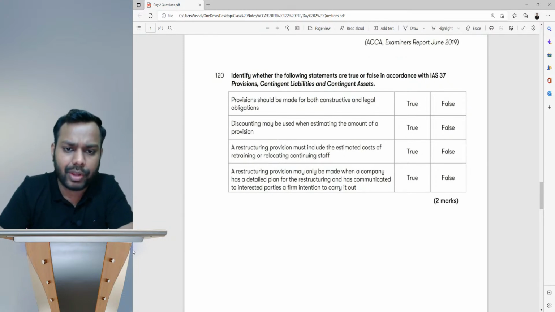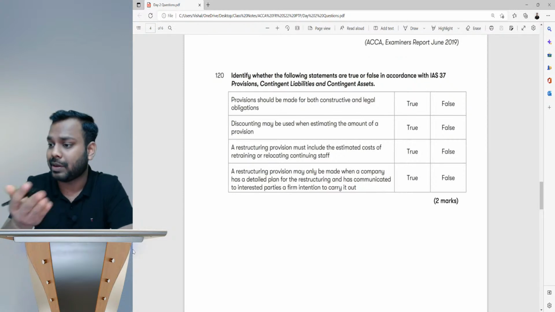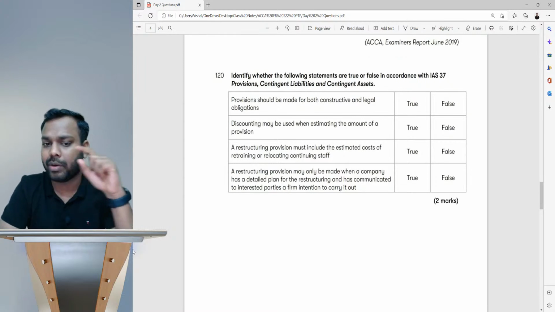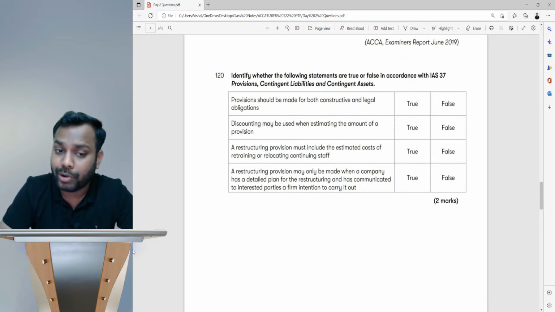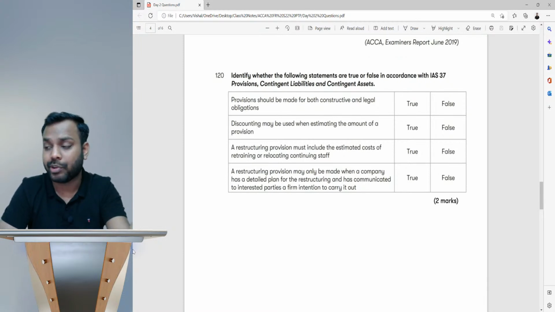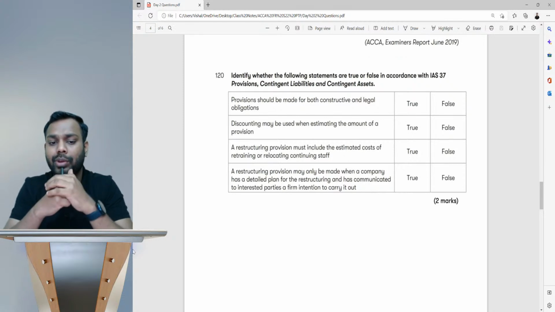Identify whether the following statements are true or false in accordance with IAS 37, provisions, contingent liabilities and contingent assets. Provisions should be made for both constructive and legal obligations. Right now we discussed, right? We'll make it for constructive, legal and contractual obligations, all three. So true. First point is true. Discounting may be used when estimating the amount of provision. Right now we discounted it, right? So true. A restructuring provision might include the cost of retraining or relocating continuing staff.